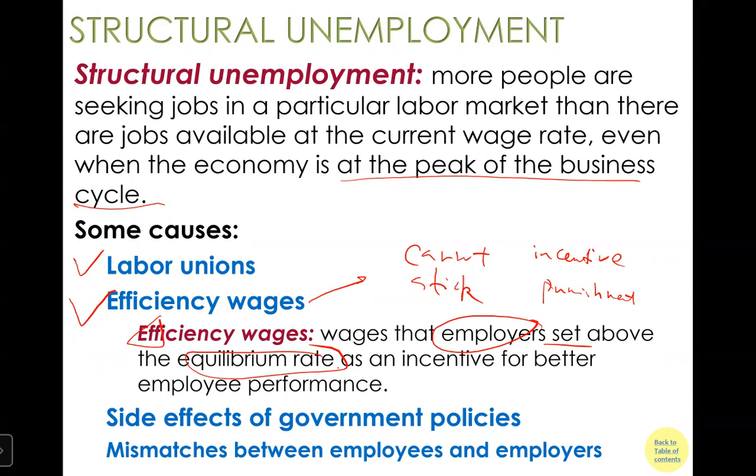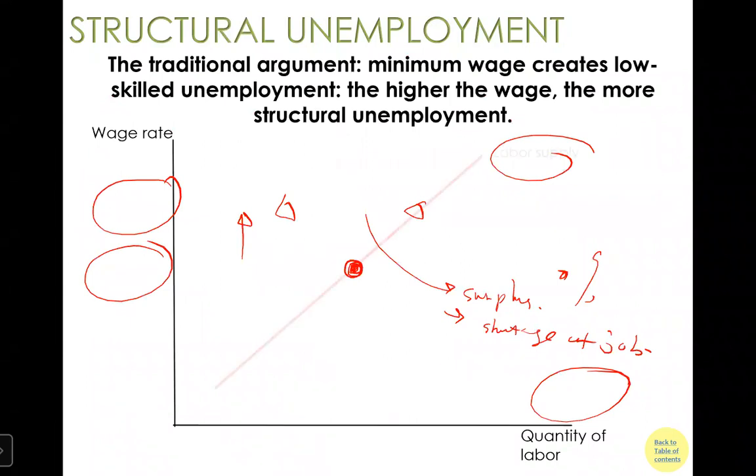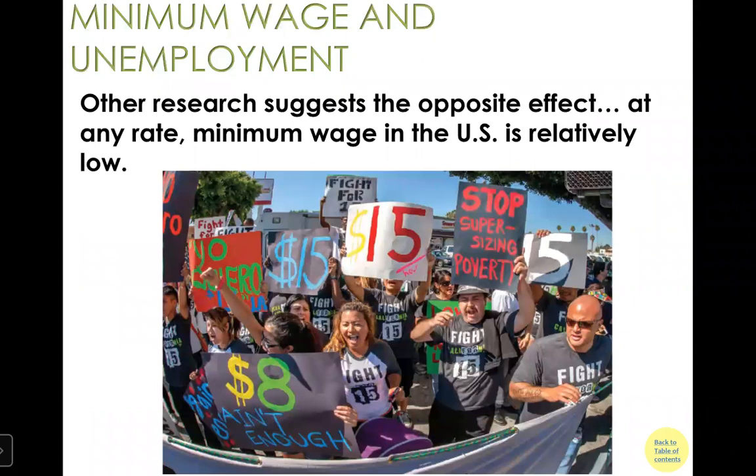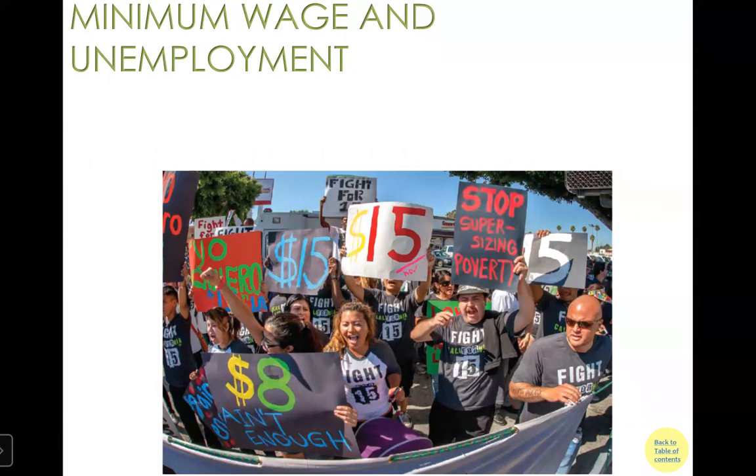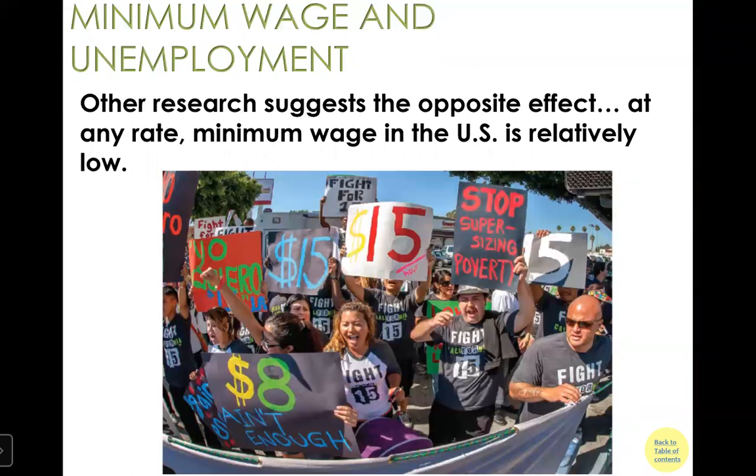Right? All right, so there are other possible causes, including side effects of government policy, and the mismatch between employees and employers. Those are structural unemployment. For this part, I want to show you the cost and the benefit of a minimum wage, right? Because again, the union usually just asks for a higher wage, which we call a minimum wage. So far, we just said this is going to lead to structural unemployment, right? But in general, this minimum wage has its cost and also its benefit.